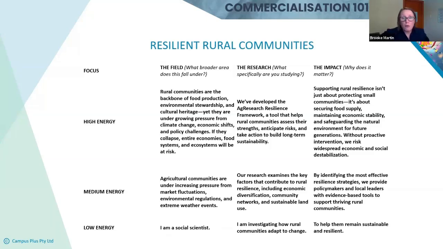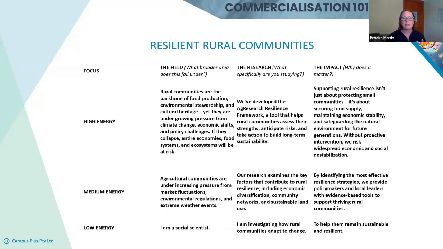This isn't just for hard sciences, for example. This is another real world example that I've pulled off the internet. Yes, I did used to work at ag research, but I never worked on this particular framework. This is a social sciences framework, which is the ag research resilience framework. And this kind of is a way to show you how this matrix can apply to research beyond the hard sciences. So if we're starting with the low energy, this is how it would express in this example.